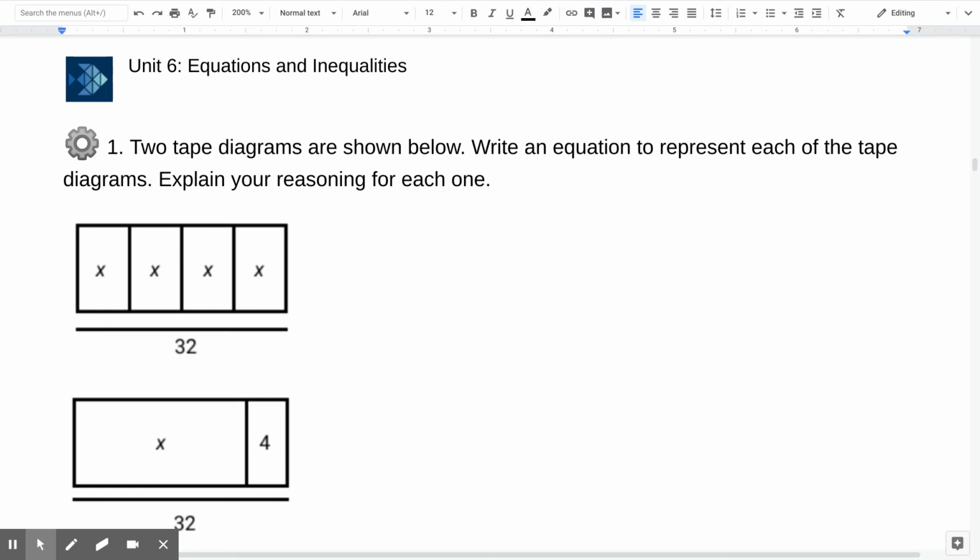Match Fishtank Unit 6, Lesson 1, Practice Problems. Pause here and read and attempt Problem 1.